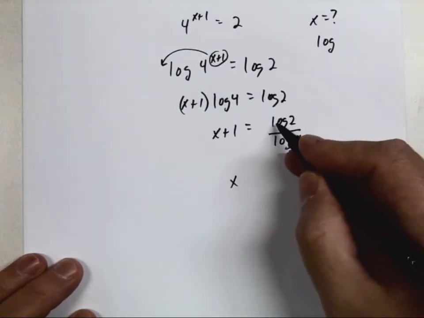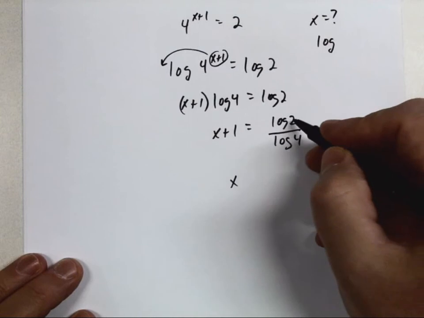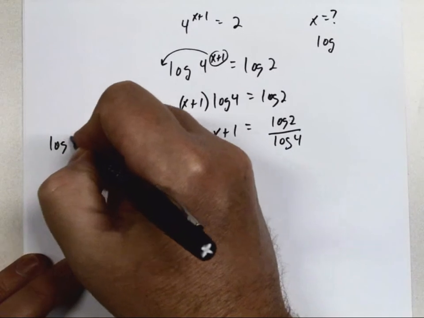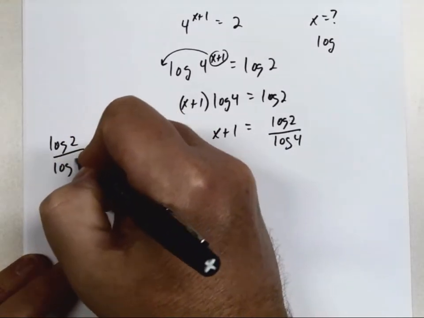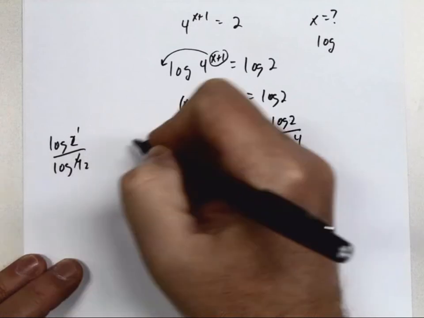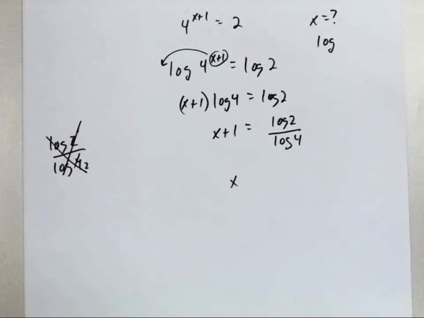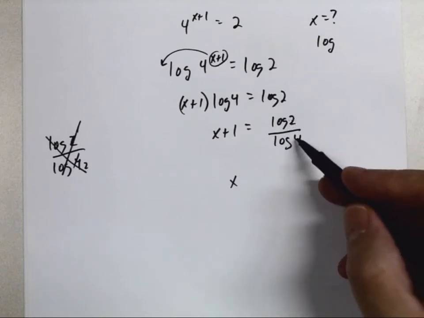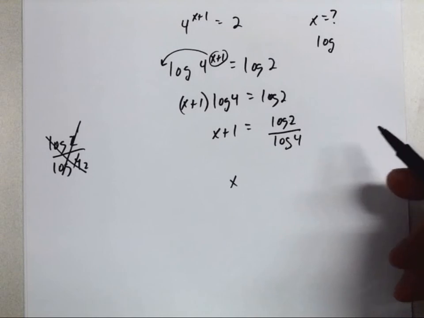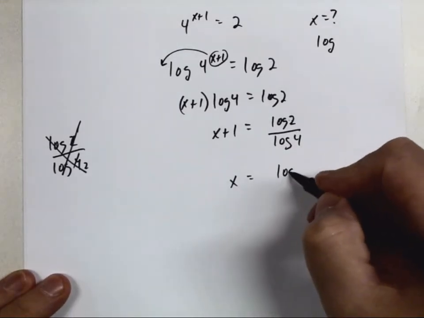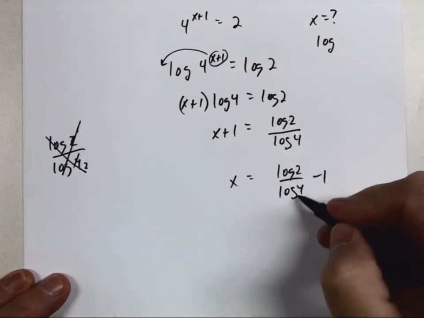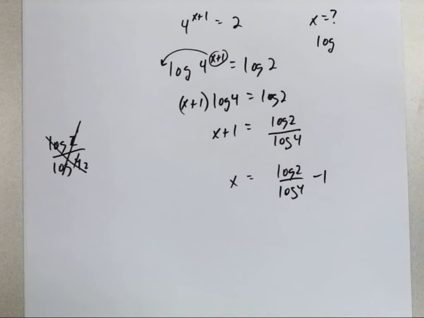Please do not ever think log 2 over log 4, like these reduce or cancel. Let me over here, say someone decided, oh, you know, this is like 1 over 2. No. You can't go inside of a log and cancel out something else with another log. Instead, the answer simply is just going to be log 2 over log 4 minus 1. Looks a little messy, but that's the answer.